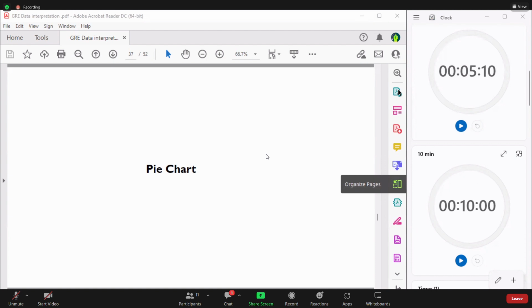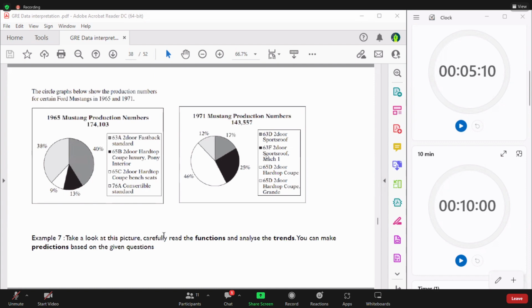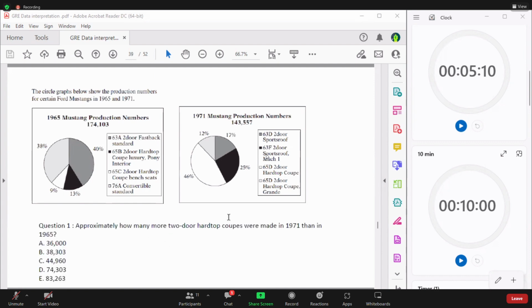Okay, so let's discuss the questions. First question: approximately how many more two-door hardtop coupes were made in 1971 than in 1965? First of all, we'll see how many two-door hardtop coupes were made in 1965. So this is the hardtop coupe, the black and the white one.